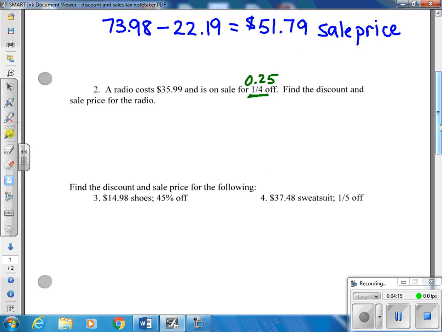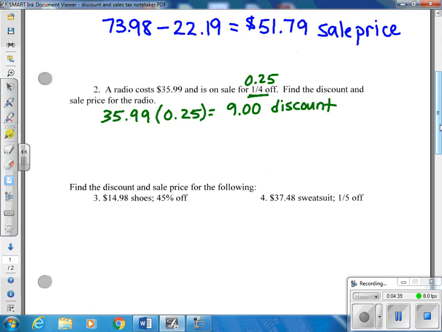All right, so this radio is $35.99. We're going to take that and multiply it by 0.25. Okay, and the answer we get off of this is going to round to $9. Make sure you're rounding correctly. And that $9 is known as the discount.